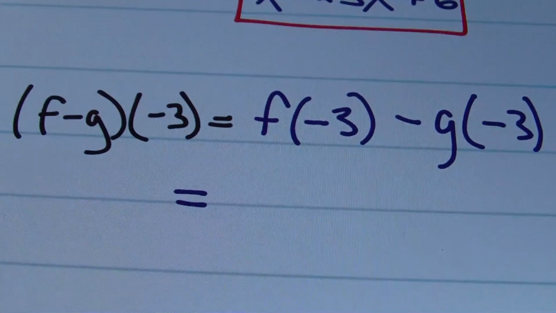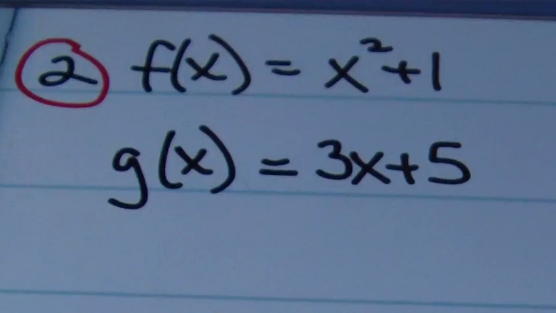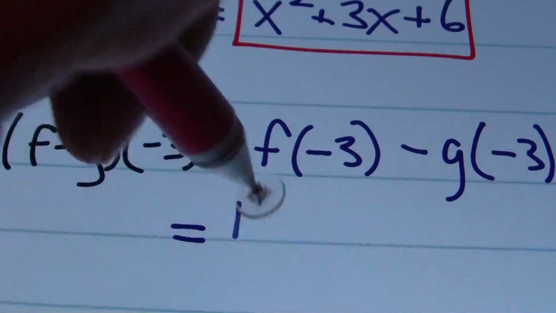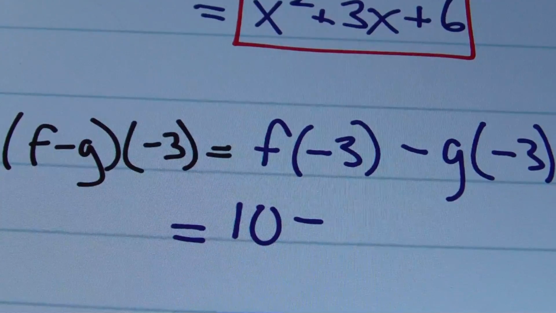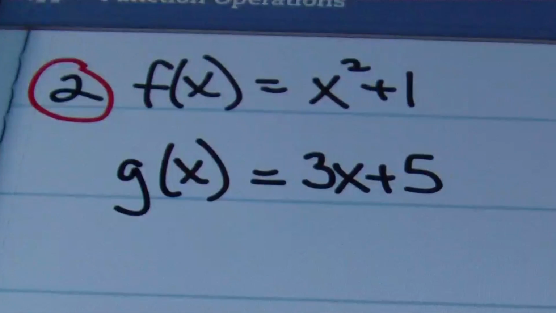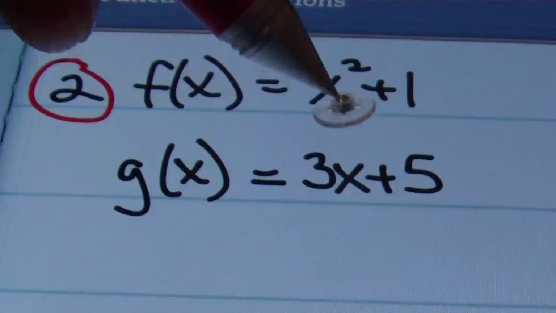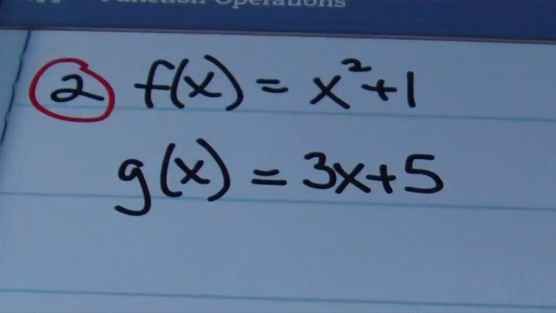Yep, just like so. So let's go ahead and see what happens when we plug in negative 3 into our f function. So negative 3 squared, meaning negative 3 times negative 3, is positive 9. Then 9 plus 1 gives me 10. So I have a result of 10 here. Yep, just like that. Then this will be minus my g of negative 3. So plugging in negative 3 into the g function, let's see what happens. It will be 3 times negative 3, which is negative 9, and then negative 9 plus 5 gives me a negative 4.